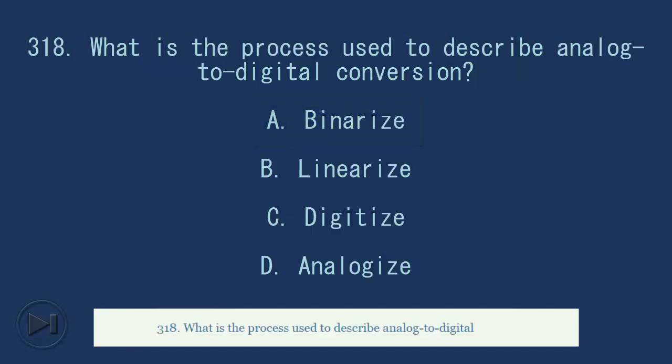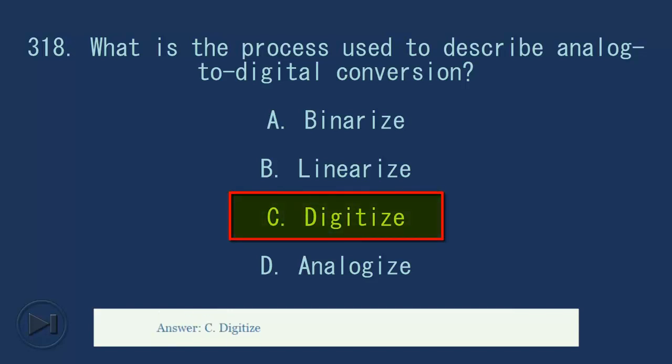318. What is the process used to describe analog to digital conversion? A. Binarize. B. Linearize. C. Digitize. D. Analogize. Answer, C. Digitize.